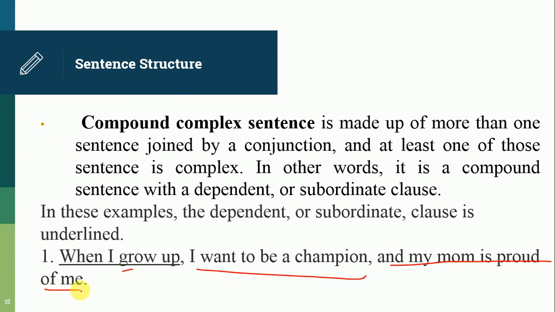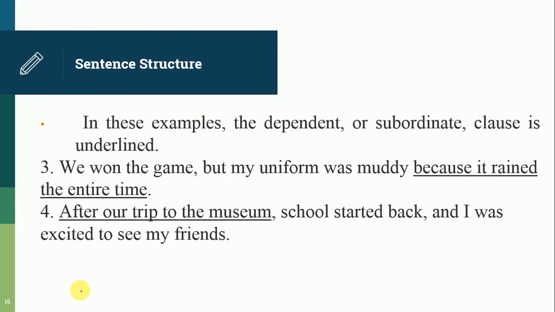Another sentence: my friend invited me and I didn't go because I was sick. You see this? Compound-complex sentence, one dependent clause, two independent clauses. In these examples, the dependent or subordinate clause is underlined. You see, we won the game, but my uniform was muddy because it rained the entire time. One independent clause, another independent clause, and this one is a dependent clause. Yes, two independent clauses, one dependent clause. After our trip to the museum, school started back and I was excited to see my friends. So after, dependent clause, independent clause, and independent clause, right?